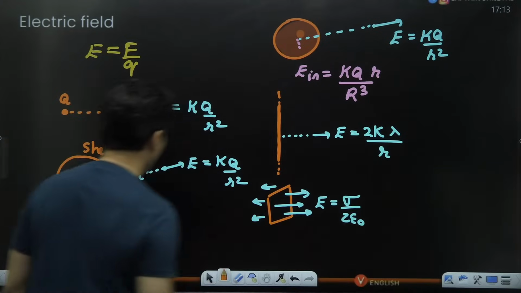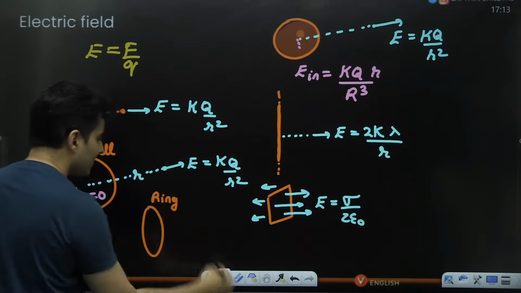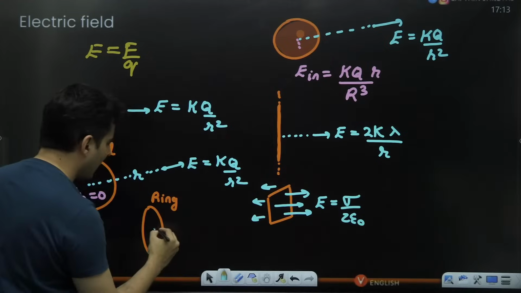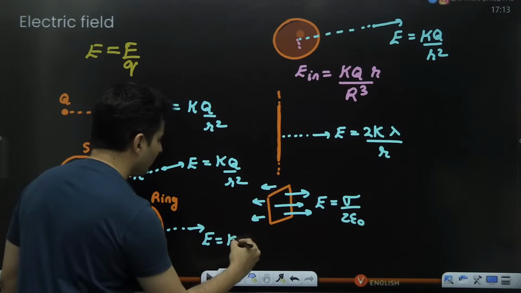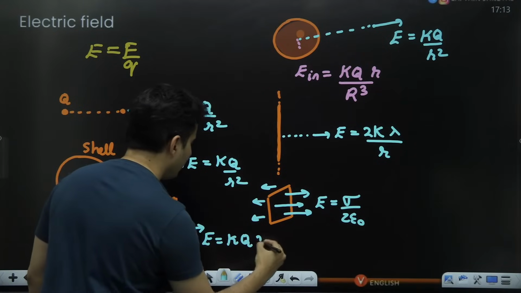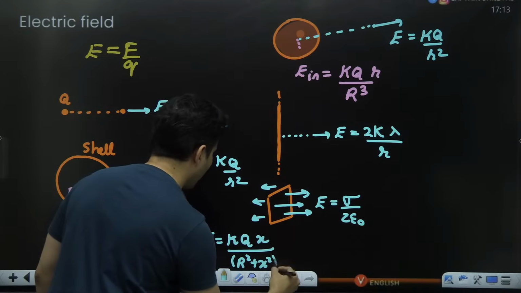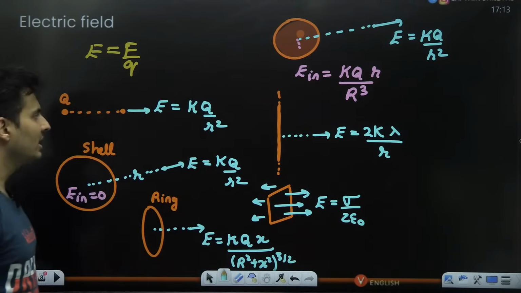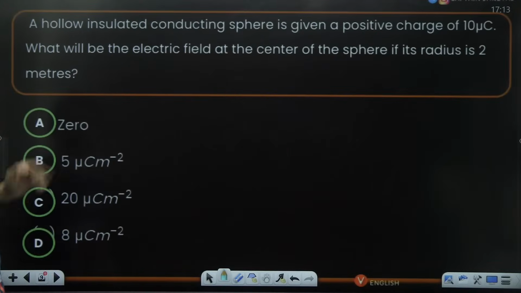And one last formula which you should know is for a ring, guys. If you have a ring which is charged, then on the axis of the ring, the electric field is given by Coulomb constant k times charge multiplied by x divided by (r² + x²) raised to 3 by 2. So these formulas will help you solve many questions. All right, so let's have a look at the questions.